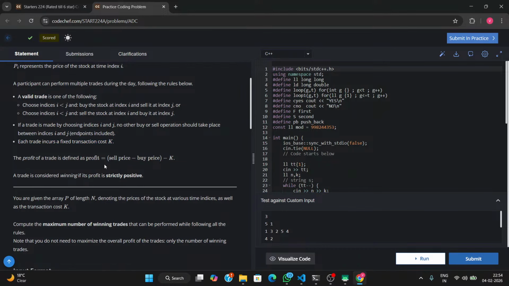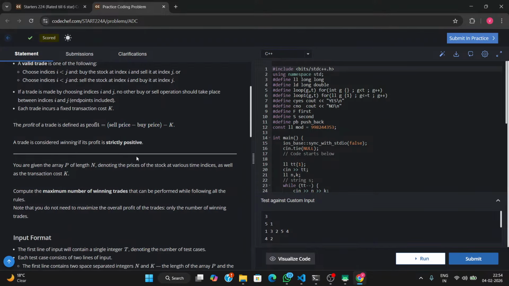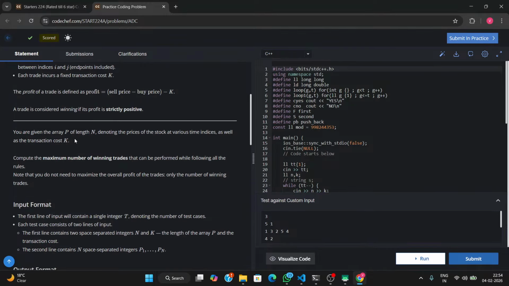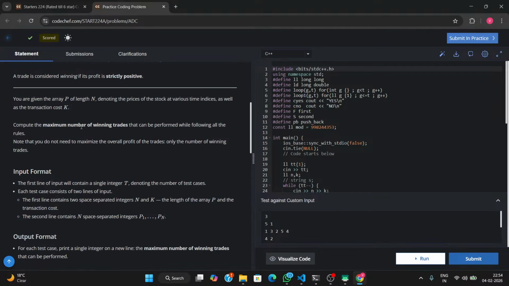If we don't consider this transaction cost, then the profit is simply the sell price minus buy price. But since there is a transaction cost, we will simply subtract it from this, and the profit will be this equation. The trade is considered winning if the profit is strictly positive. Now you are given an array P of length n denoting the prices of the stock at various time indexes, as well as the transaction cost. We need to compute the maximum number of winning trades that can be performed.